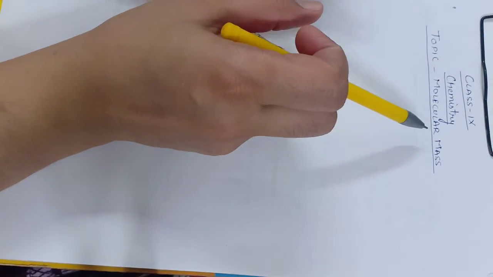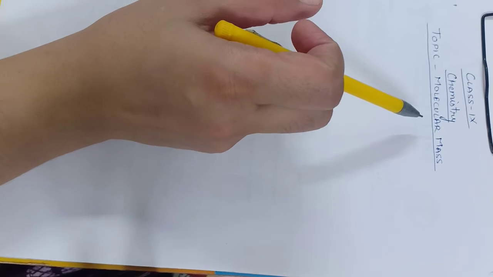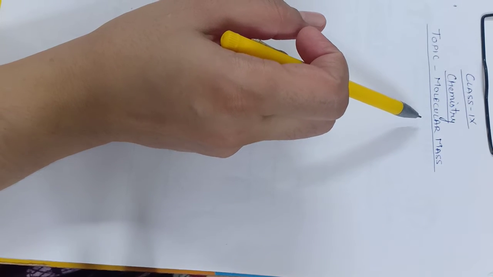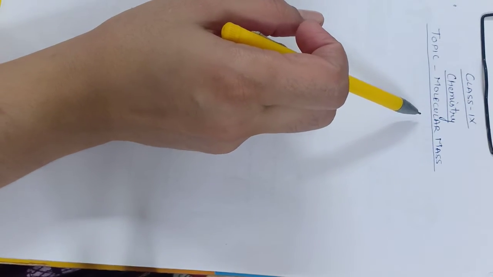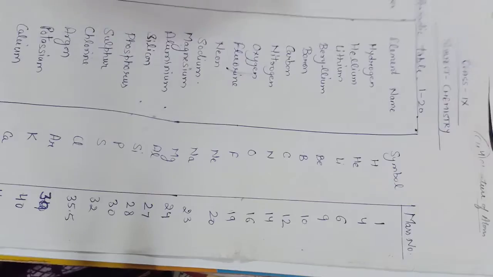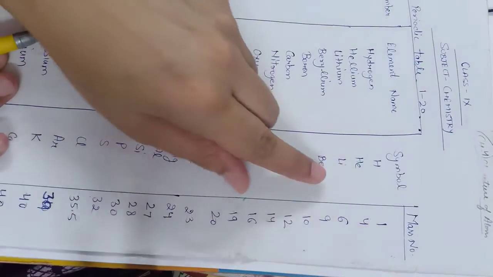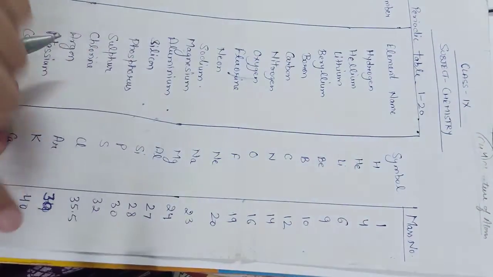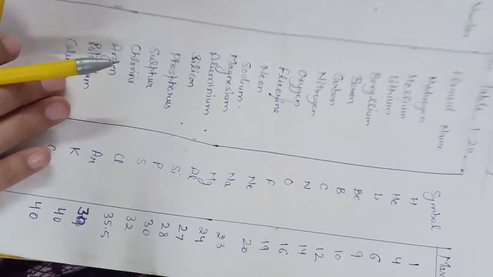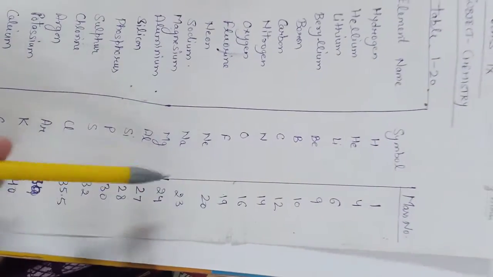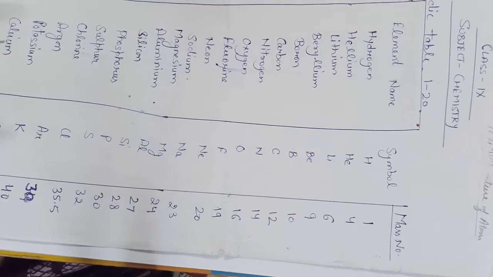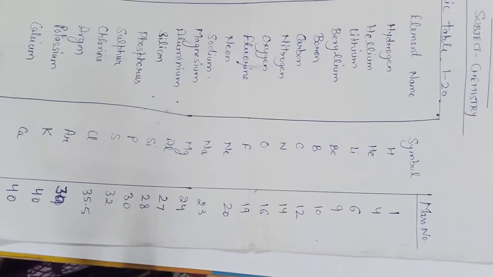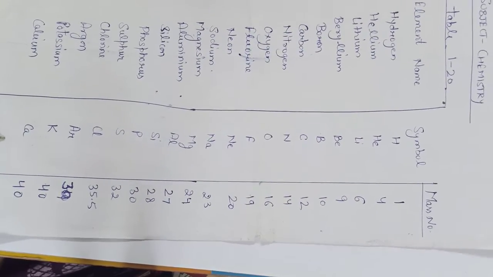Hopefully all of you know what atomic mass is, because with the help of atomic mass only we can do today's topic. In my previous lectures we have this atomic mass list. You know about the atomic masses of each and every element present in our periodic table up to 20, because up to 20 are in your syllabus.